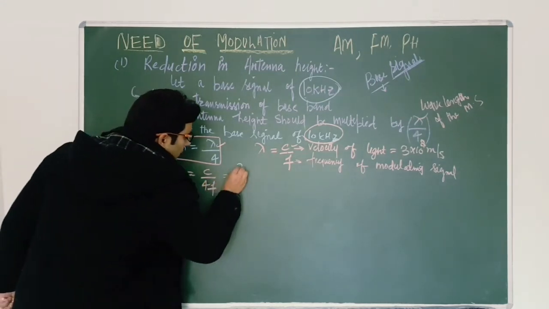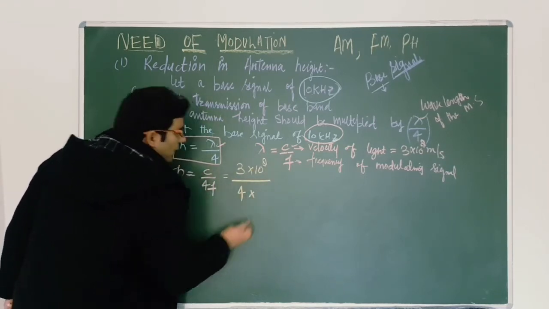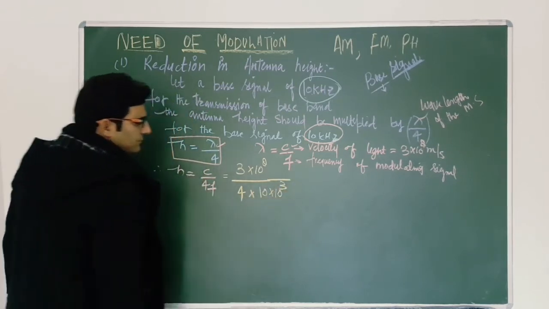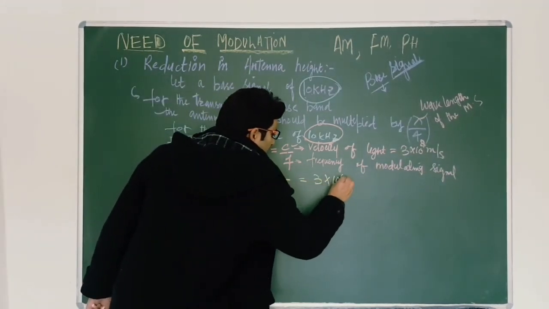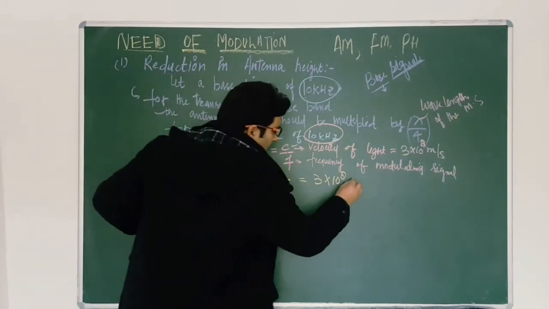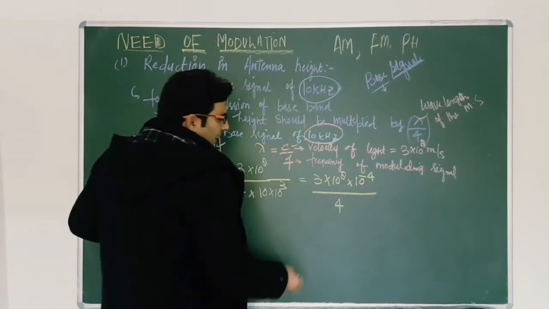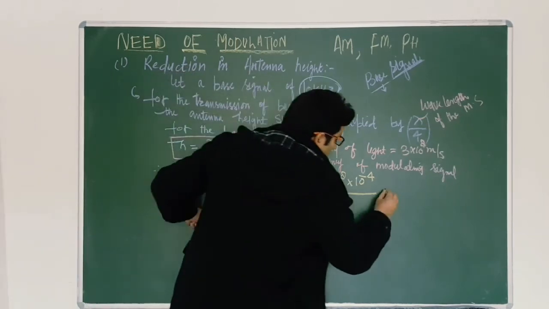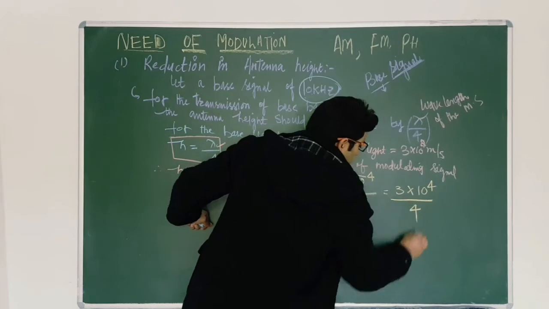This is equivalent to 3 into 10 to the power 8 divided by 4 into 10 kilohertz, that is 10 into 10 to the power 3 hertz. So it will become 3 into 10 to the power 8 divided by 4 into 10 to the power 4, multiplied by 10 to the power minus 4. In multiplication, when the bases are the same, the powers are added, so it will become 3 into 10 to the power 4 divided by 4, right?